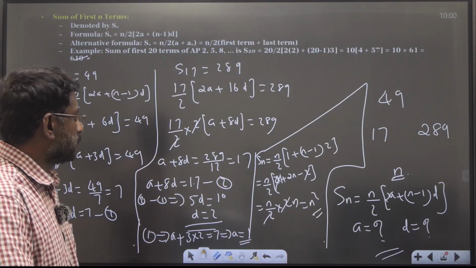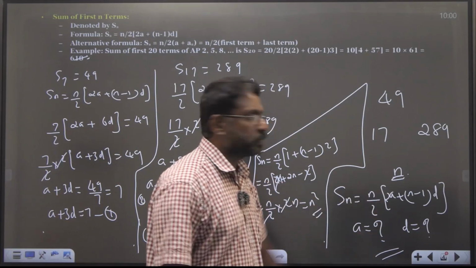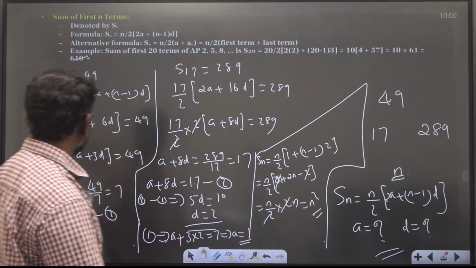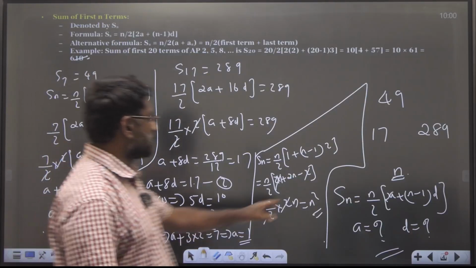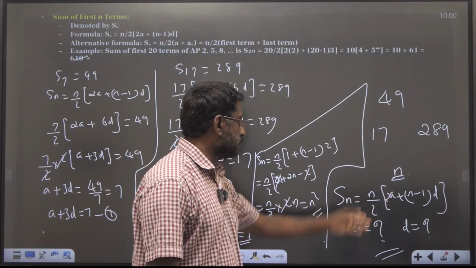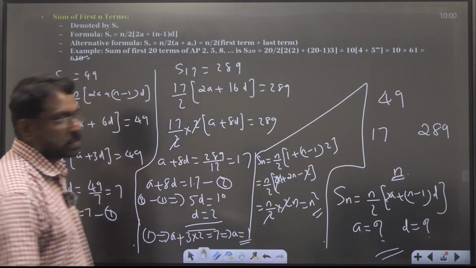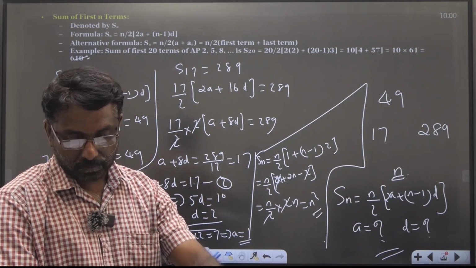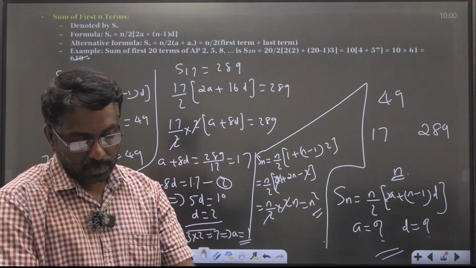This is the method. Sn is equal to n by 2 into (2a plus (n minus 1) into d). We got a is equal to 1, d is equal to 2. Substitute a and d here, and you will get Sn is equal to n square. That is the answer.